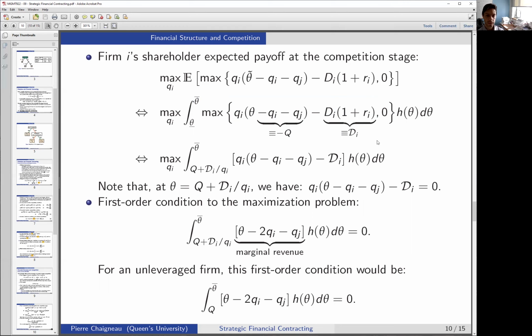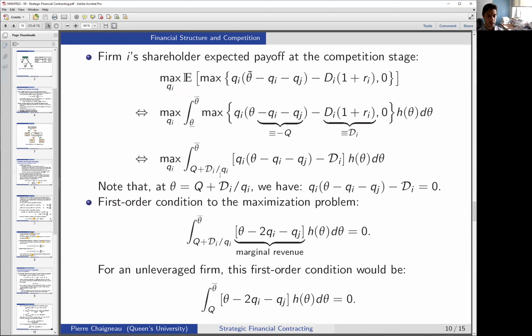The first thing to notice is that this term here is increasing in theta. So the max is going to be equal to this term for all values of theta greater than a threshold, and it's going to be equal to 0 for all values of theta less than this threshold. So how do we determine this threshold? Well, this threshold is going to be such that this term here is equal to 0. So when is that the case? We just solve this equation for theta, and using this notation, as well as this notation, we find that this equation is equal to 0 for theta equal to this.